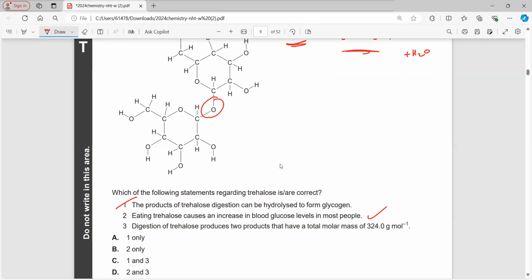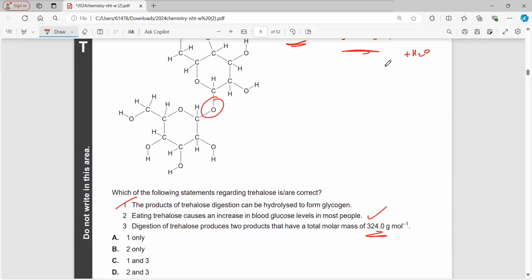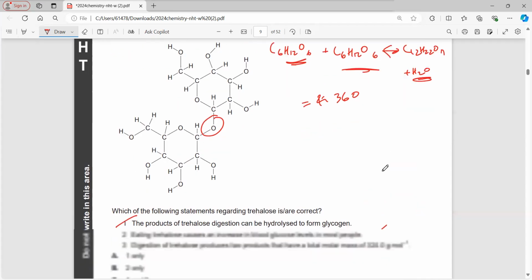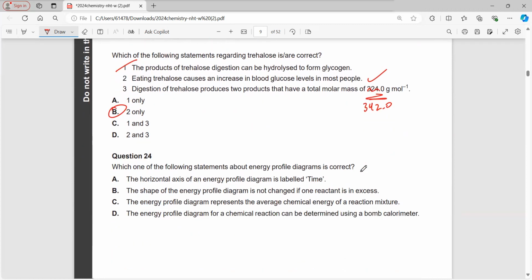Digestion of trehalose produces two products that have a total molar mass of 324. It says 342 above, so I think that's just a typo. It should say 342. But again, this is not going to be right, because what you are forgetting is water here. Each of these actually has a molar mass of 180, so it'd be 360 instead of 342. So it's only going to be 2. That is right. Okay, cool.